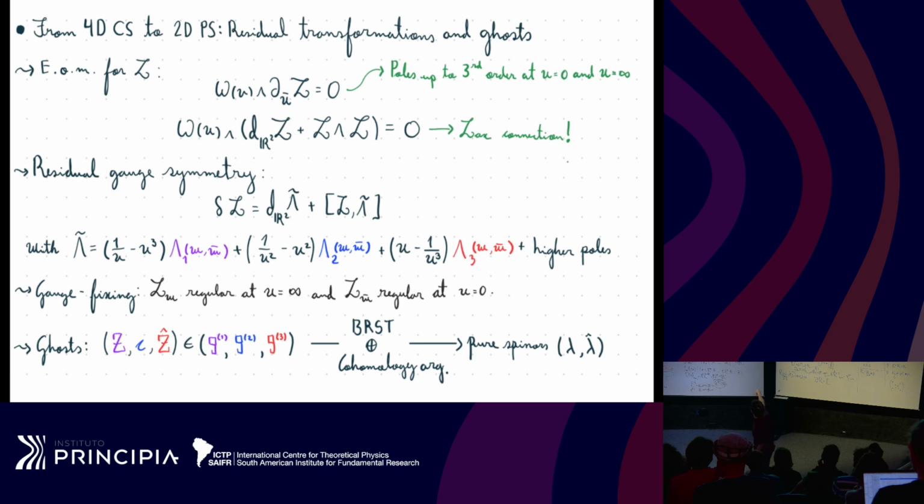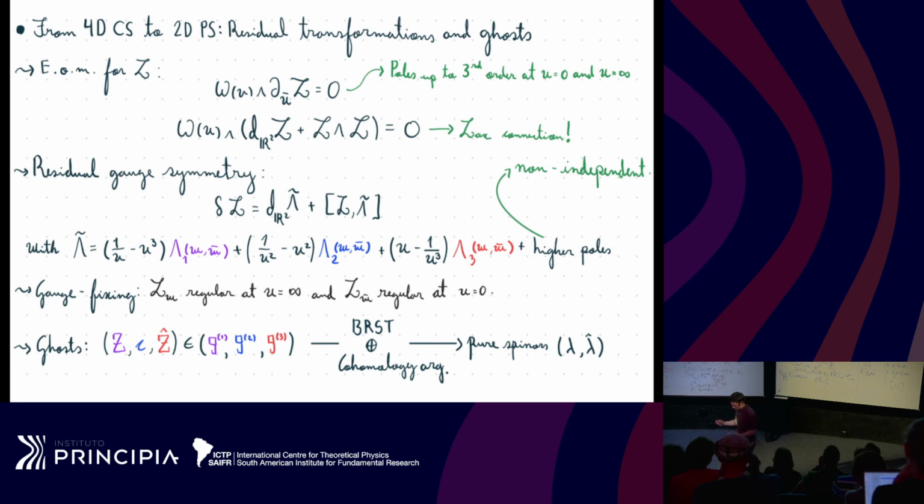We can use this gauge symmetry to impose gauge fixing conditions on the pole structure of L, since they have meromorphic dependence on the spectral parameter, and we'll use it to impose that L_w is regular at u equals infinity and L_w bar is regular at u equals 0. This will lead to these sets of ghosts here. Each ghost is related to each of these parameters. You could argue, but Rodrigo, what about these higher poles? It turns out that these higher poles are not independent, so the only independent gauge parameters are these first three, and so this is the correct set of ghosts.